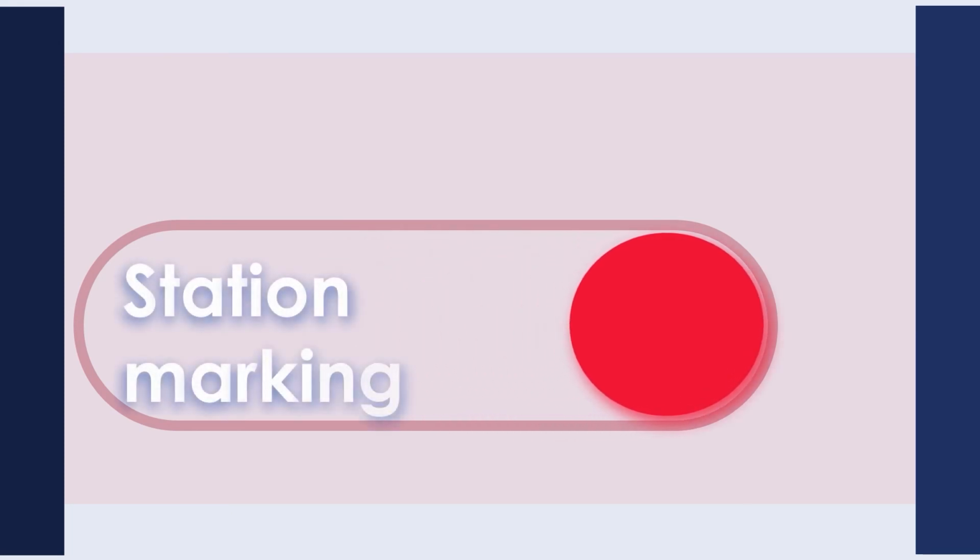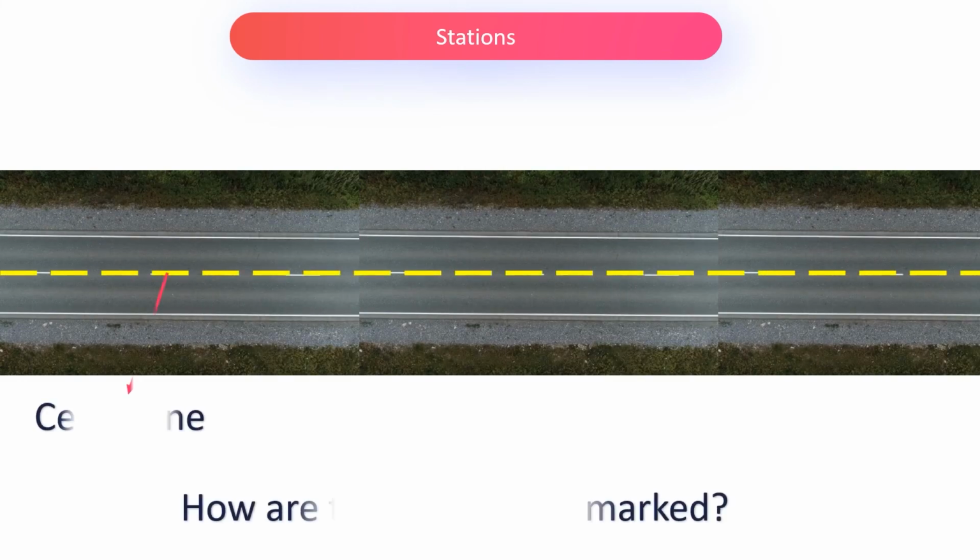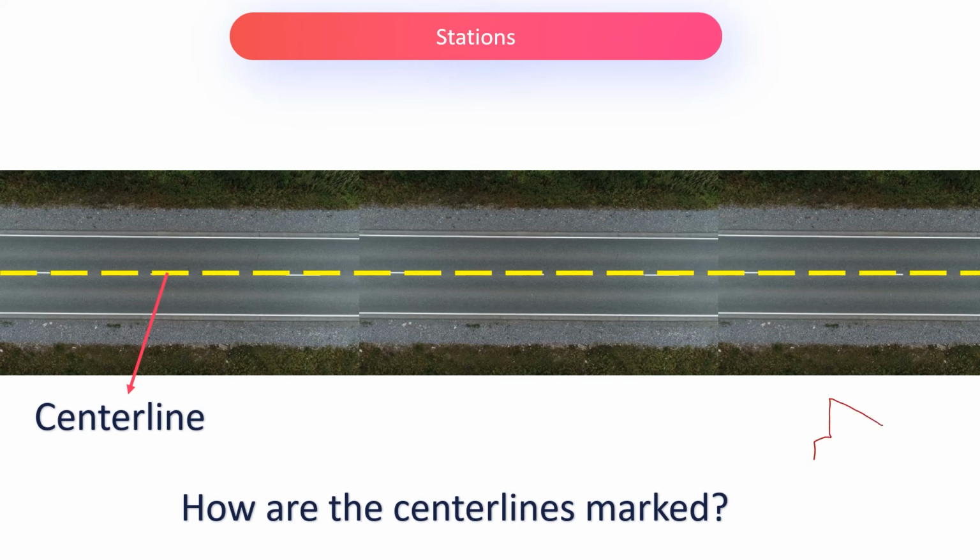So let's learn how the stations are marked while constructing the road or during the road survey. All right, so let us consider a road like this, and we have the center line of the road, right? So how do we mark the center line of the road during the road survey? When we survey the road, it is different from surveying a building or a property line, because the length of the road is too long, in thousands of feet. So how do we mark stations on the center line of the road so that it can be easily read by the surveyors, by the engineers, by the construction people?